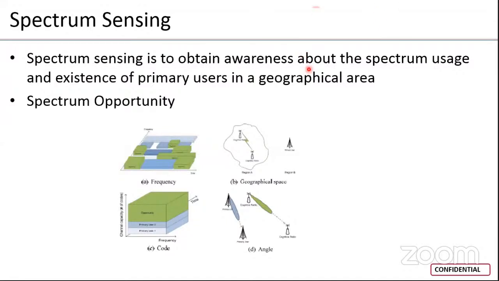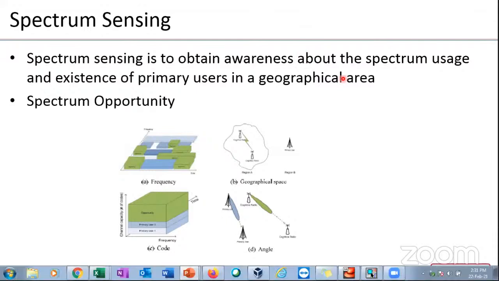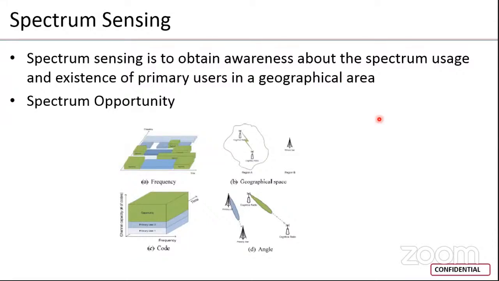Yeah, thank you. So let us have a look at spectrum sensing. Spectrum sensing is to obtain an awareness about the spectrum usage and the existence of primary users in a geographical area. Based on that, you sense which spectrum provides you with the opportunity to stay connected between two service providers, or to make use of a particular frequency, which frequency it is, and for what duration or at which time instance that particular spectrum is available. So how do you get all these details? It is based upon a collection of information.